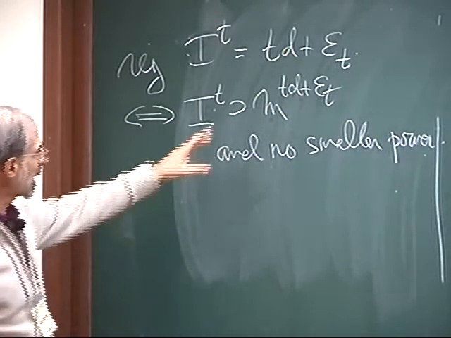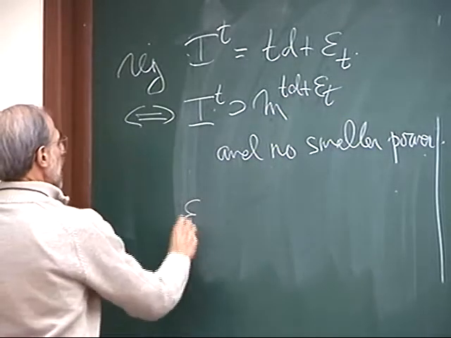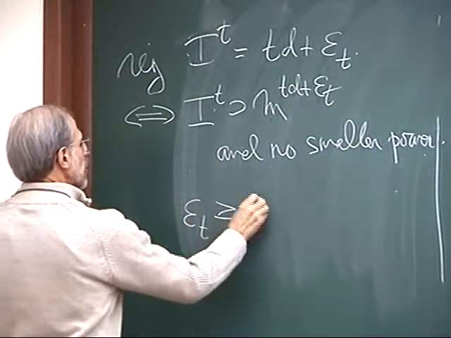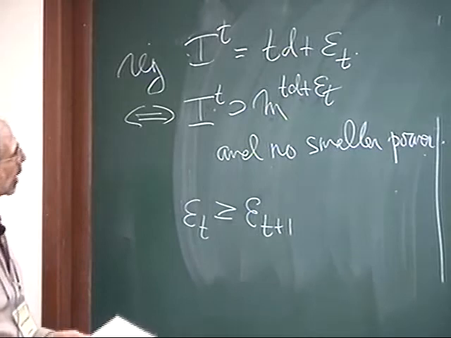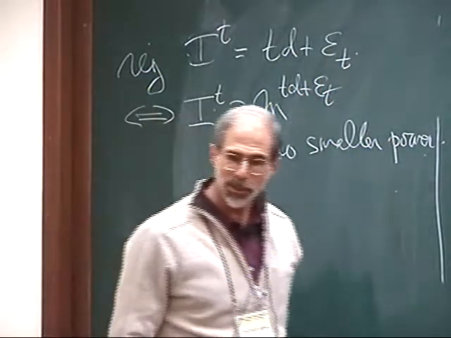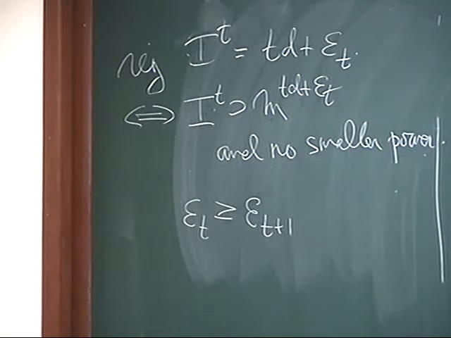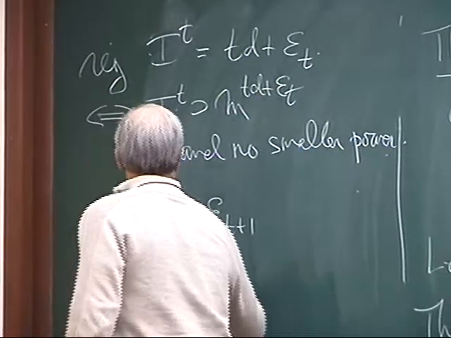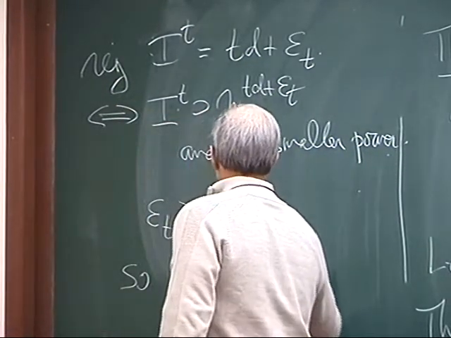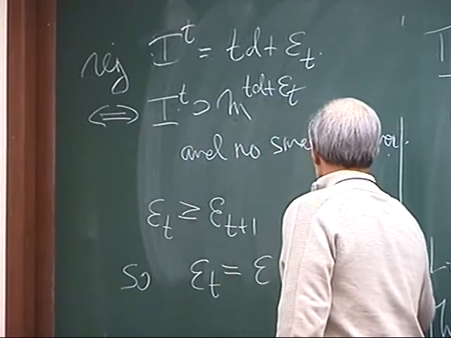And a slightly finer analysis shows that in fact epsilon t is bigger than or equal to epsilon t plus 1 for each t. So the epsilon t are decreasing positive integers. That's an excellent sign for them to become constant after a while. And so that constant value is the value epsilon that we're talking about here. So epsilon t equals epsilon for t sufficiently big.